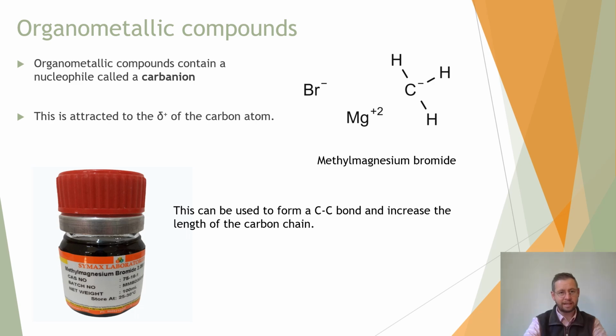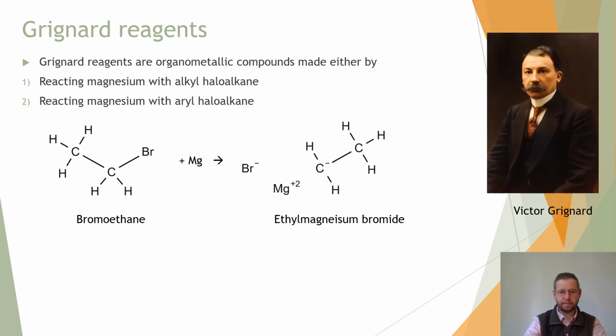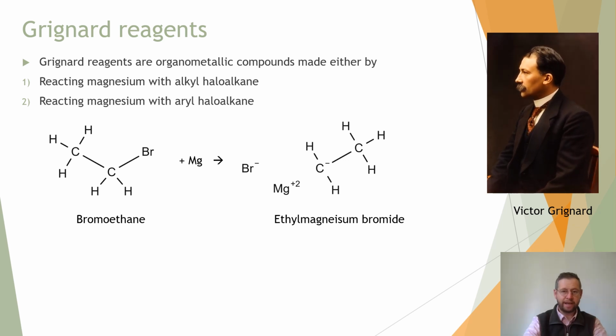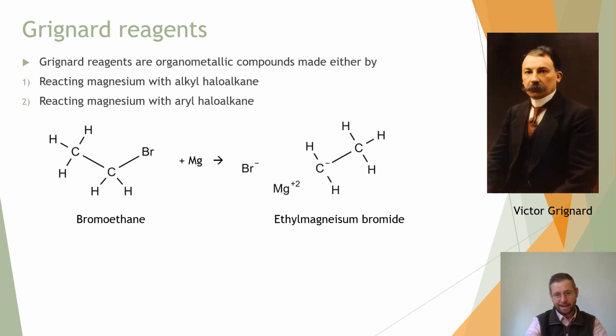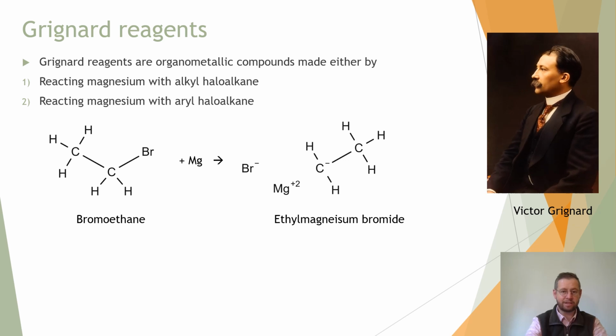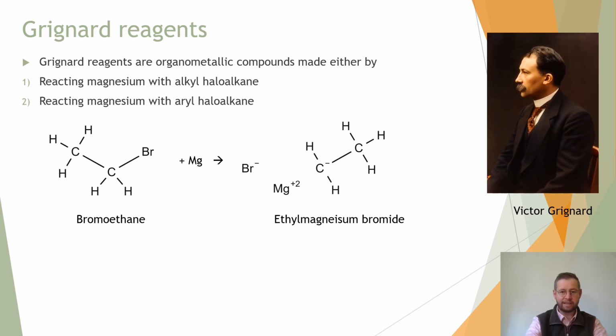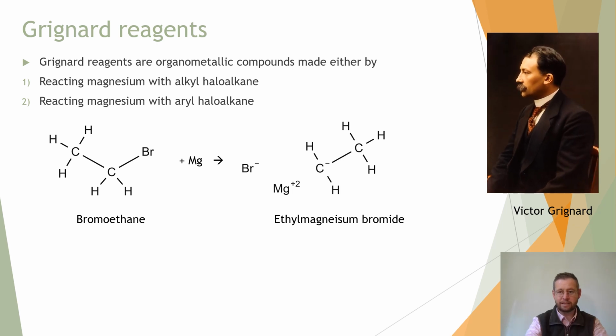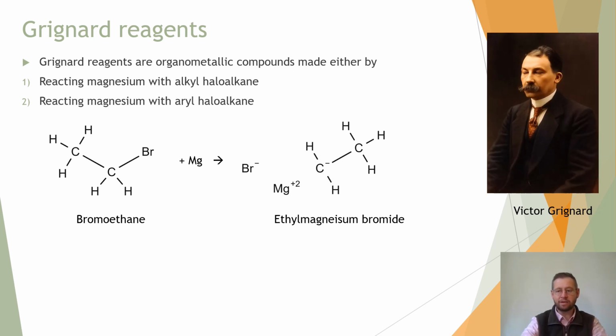Let's have a little look at the mechanism of that reaction. First of all, let's talk about creating a reagent that contains an organometallic compound. What we need to do is react magnesium with an alkyl haloalkane or an aryl haloalkane, just like this here. So we've got bromoethane reacting with magnesium, and it forms the organometallic compound, just ready to go. Discovered by somebody called Dr Grignard, and so it's called a Grignard reagent.